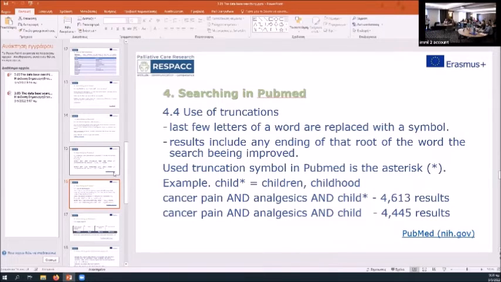But here it simply means I will take the root of this word, for example child, and then I put an asterisk, and it will search everything which has the root child plus all the endings. You can see here, if we put child, simple, or child with the asterisk, there are around 200 more articles if I use this asterisk.